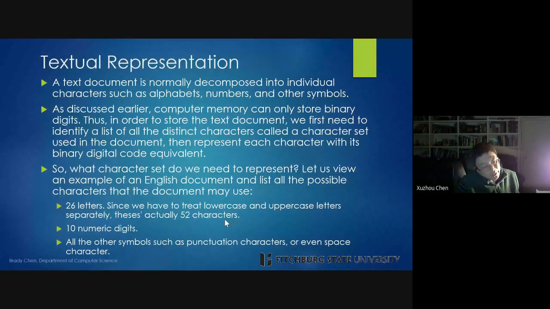Now, the first thing we're going to talk about is textual representation. How does a computer system store and process text documents? Typically, a text document is decomposed into individual characters, such as alphabets, numbers, and other symbols. If you want to see the complete list of these characters, you can check the keyboard. A keyboard contains the alphabet from A to Z, lowercase and uppercase, and also the numbers 0 to 9, and other symbols like factorial, pound sign, dollar sign. You have a whole bunch of different symbols, and these put together create a text document.